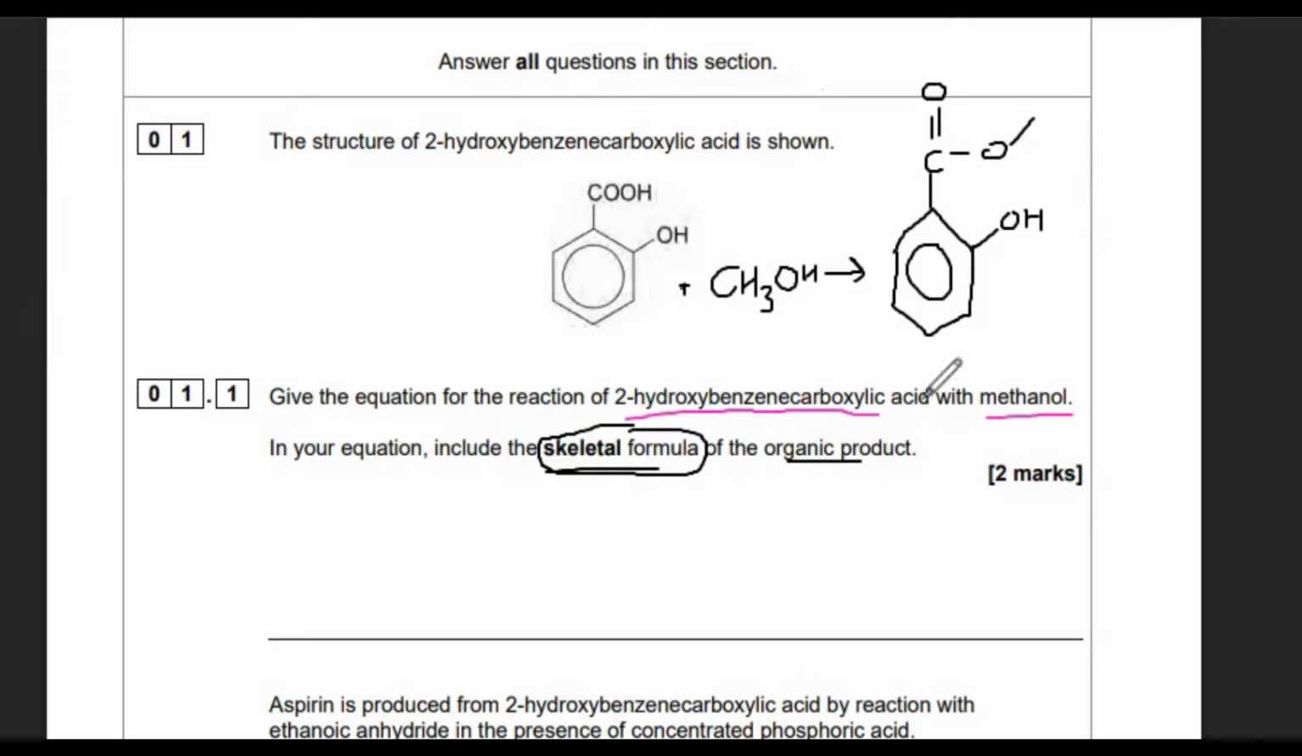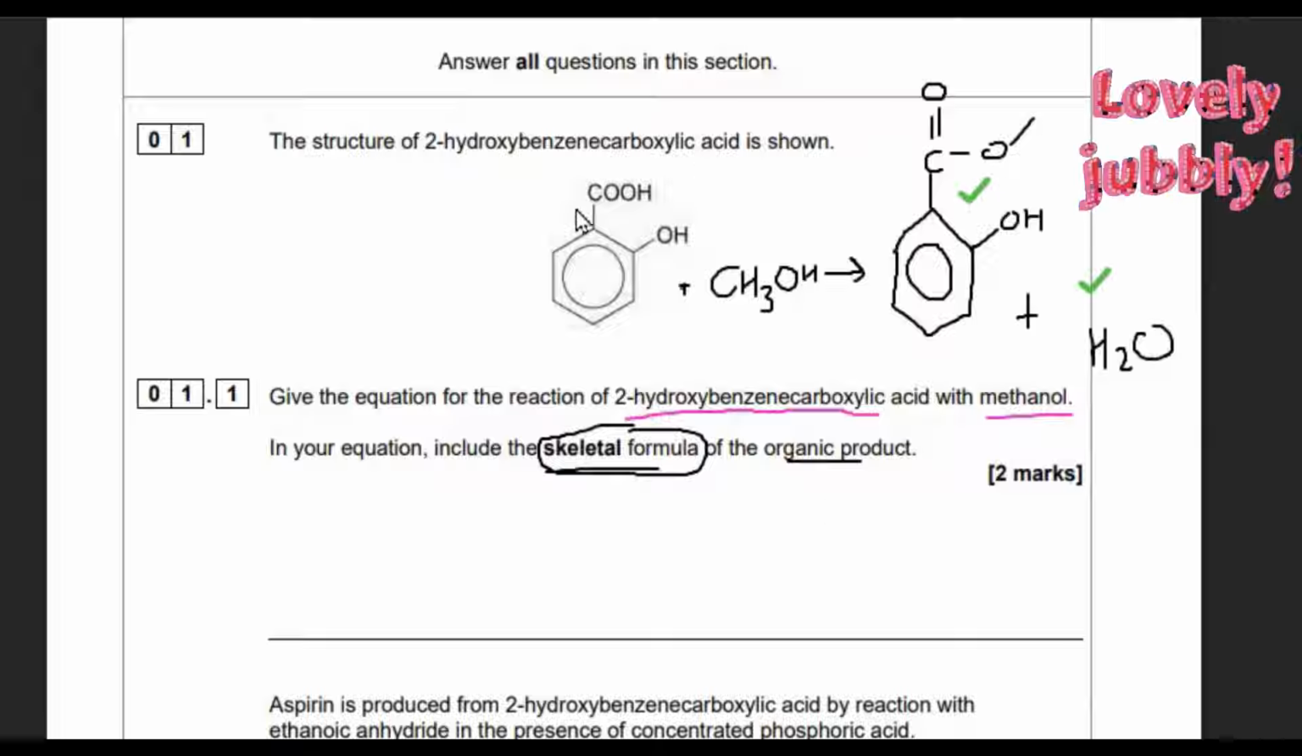So let's move on. Brilliant. All we need to do is mark this up. So, oh, I forgot the side product. We've done the organic product and we're going to have H2O coming off as well. So let's give ourselves 2 marks, 1 for the equation and 1 for the skeletal formula for the organic product there. So 2 marks in total. Lovely jubbly.